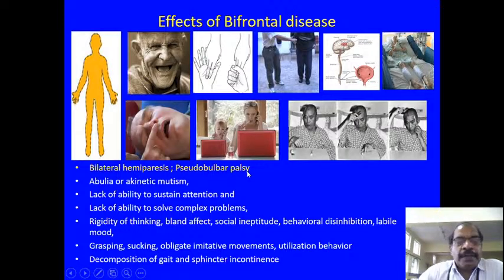And also the lack of initiative or lack of interaction with the surrounding will be severely impaired. So patient may have abulia or maybe having severe akinetic mutism. The patient will not move the hands, legs, etc. Patient will not talk because of bilateral involvement of the frontal lobes. And also whatever the activity around, ability to sustain attention will be severely impaired.